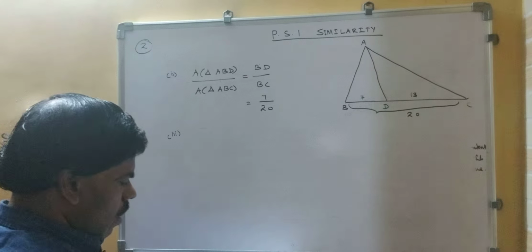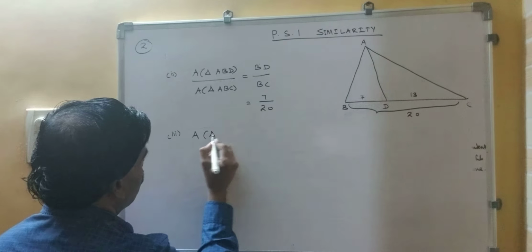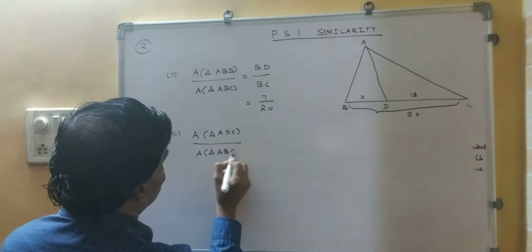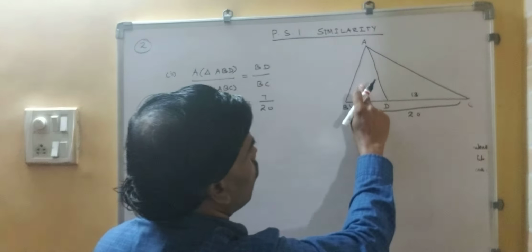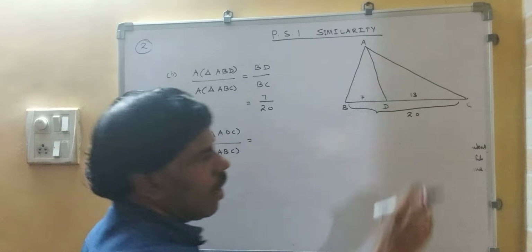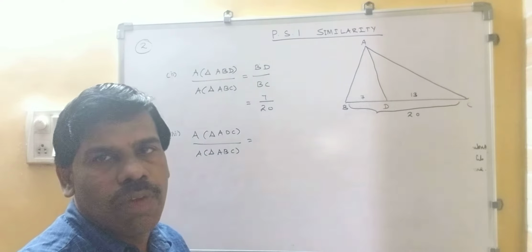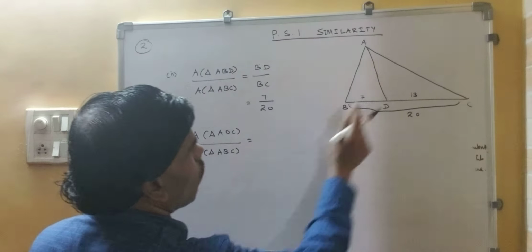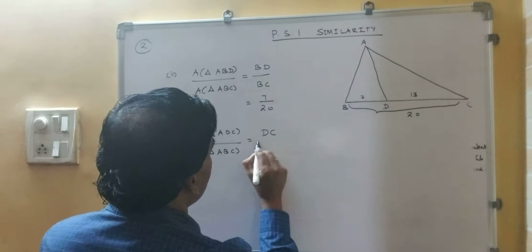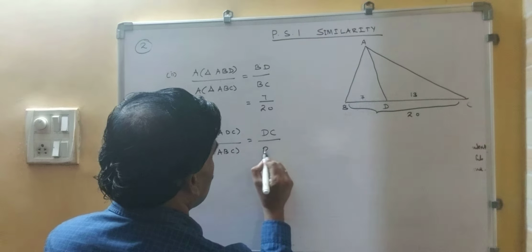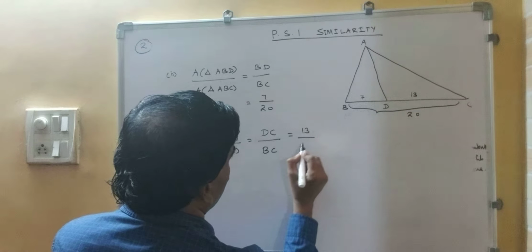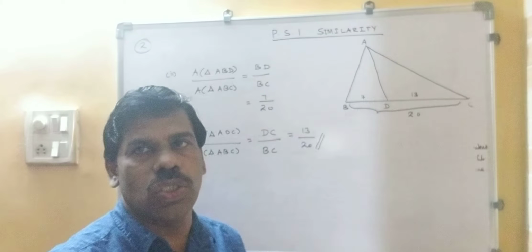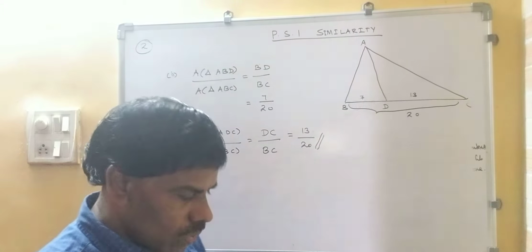Now, third one: area of triangle ADC upon area of triangle ABC. This also is the same, this triangle and the full triangle. The areas will be proportional to their corresponding bases. What is the base of ADC? DC upon BC. Therefore, 13 upon 20. So, in this way, we have got the ratio of the areas of the different triangles.